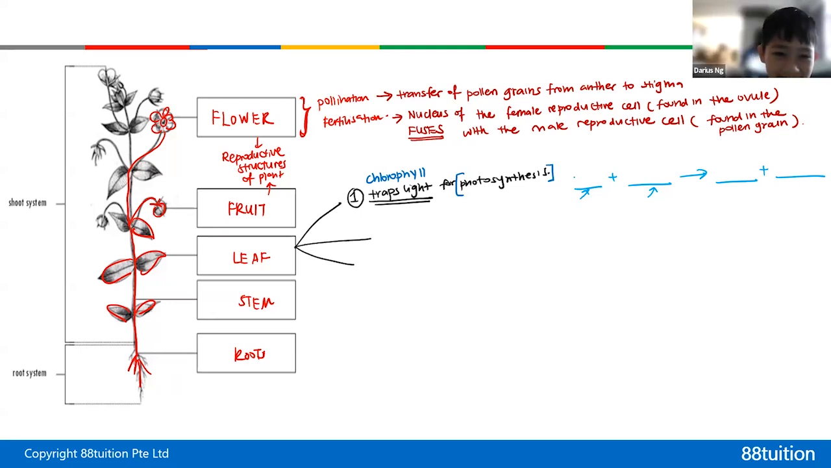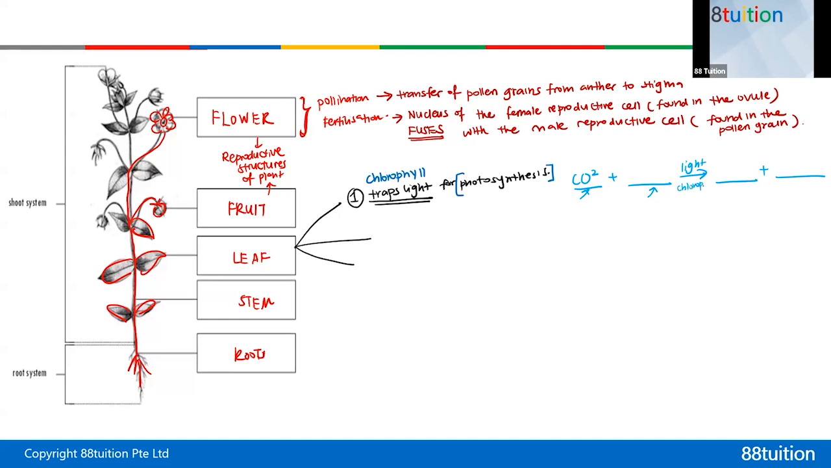Carbon dioxide, plus, sunlight. Sunlight is not one of the ingredients here. What am I looking for? What is needed for photosynthesis? Darius also cannot remember. What else is needed for photosynthesis? Ziyi, can you help him? Ziyi, can you help him, please? Water. Good.